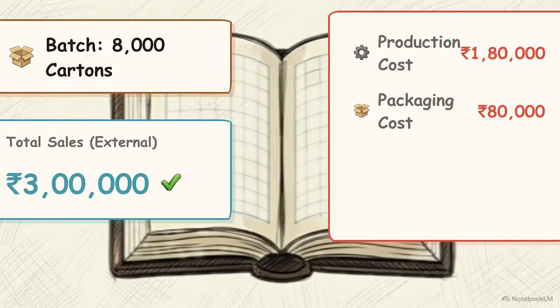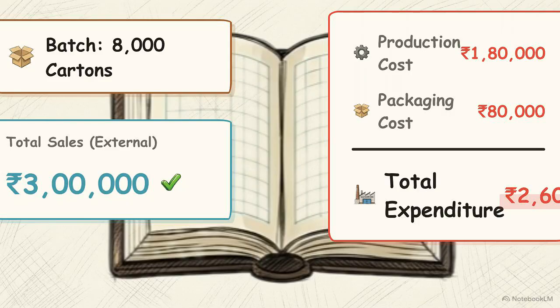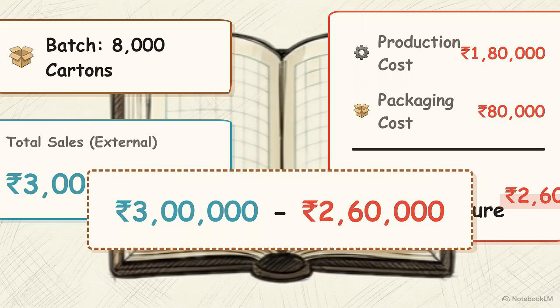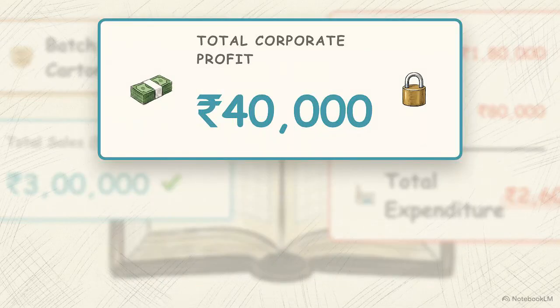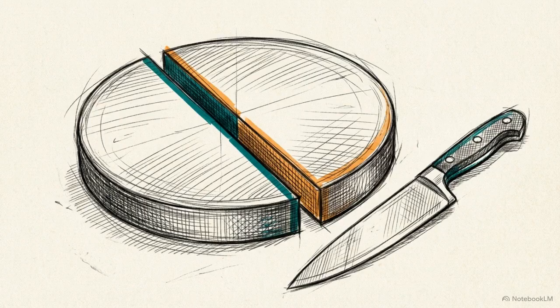Before any internal prices are set, we have to determine the absolute maximum profit pool available for this specific 8,000-unit batch. By combining the standalone costs of the production and packaging divisions, the total corporate expenditure comes out to 2,060,000 rupees. Subtracting that 2,060,000 in costs from the 3 million in total sales isolates the actual corporate earnings. The result is exactly 40,000 rupees. That 40,000 rupees is the precise financial pie that the two divisions must now divide. The size of their respective slices depends entirely on the accounting method management selects.